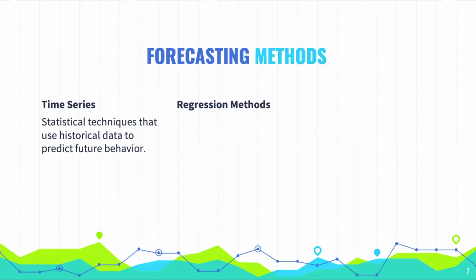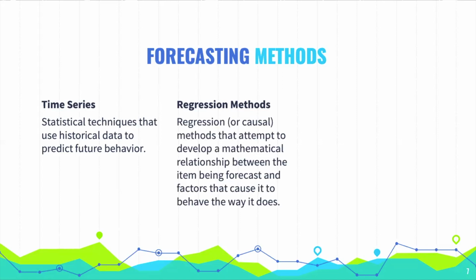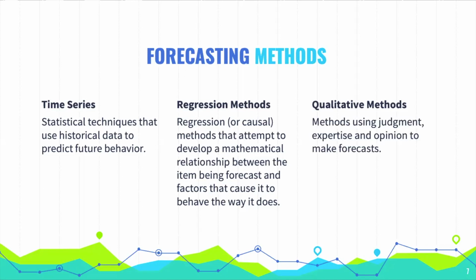We also have regression methods. In a regression method, regression or causal methods attempt to develop a mathematical relationship between the item being forecast and the factors that cause it to behave the way it does. Meaning, meron tayong variables that are dependent on certain other variables. And the third method is the qualitative method. These methods use judgment, expertise, and opinion to make forecasts.